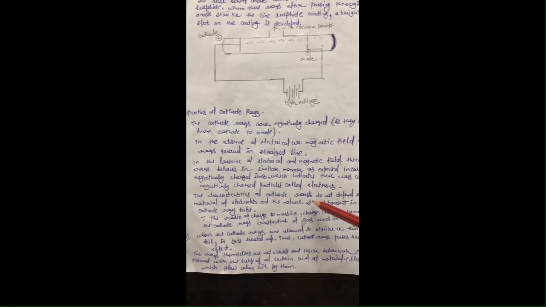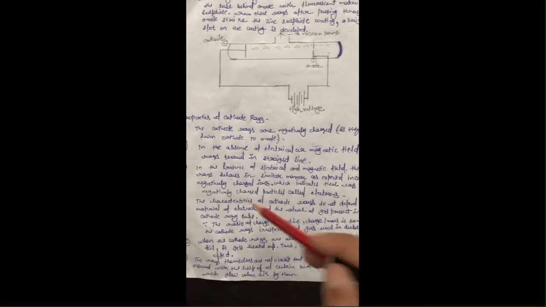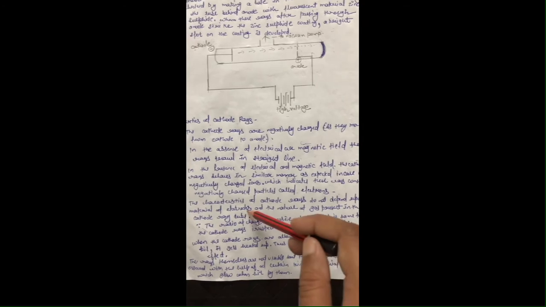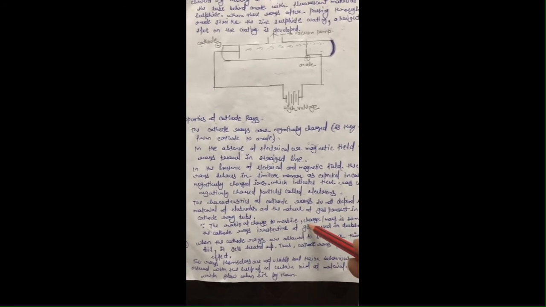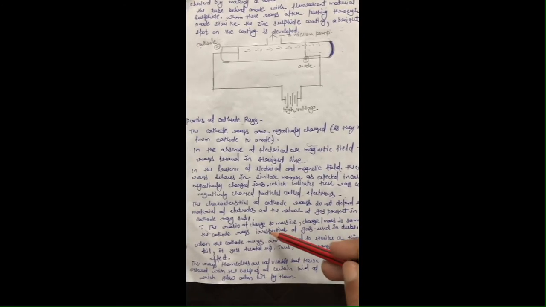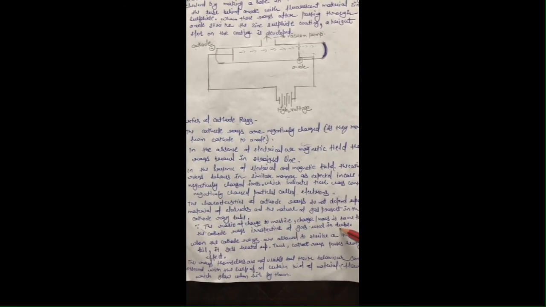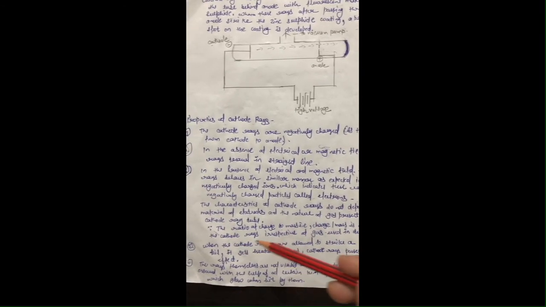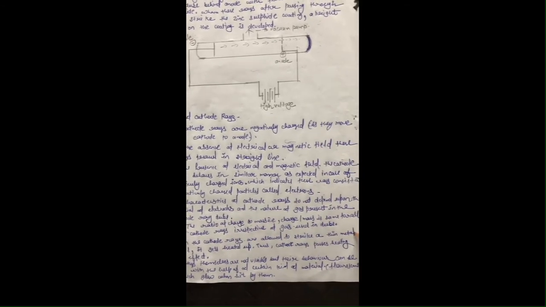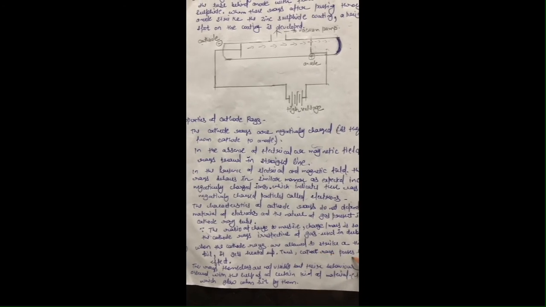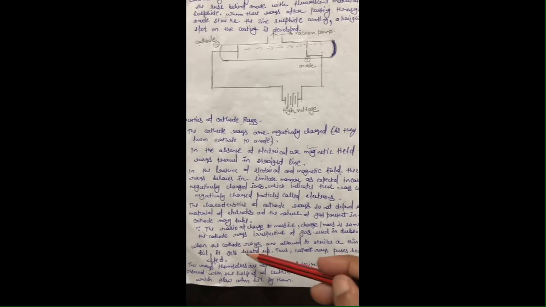The characteristics of the cathode rays do not depend upon the material of the electrode or the nature of the gas present in the tube. What is the reason? Because the ratio of charge to mass, that is charge upon mass, is the same for all cathode rays irrespective of the gas used in the tube. When cathode rays are allowed to strike a thin metal foil, it gets heated up. Thus cathode rays possess a heating effect.